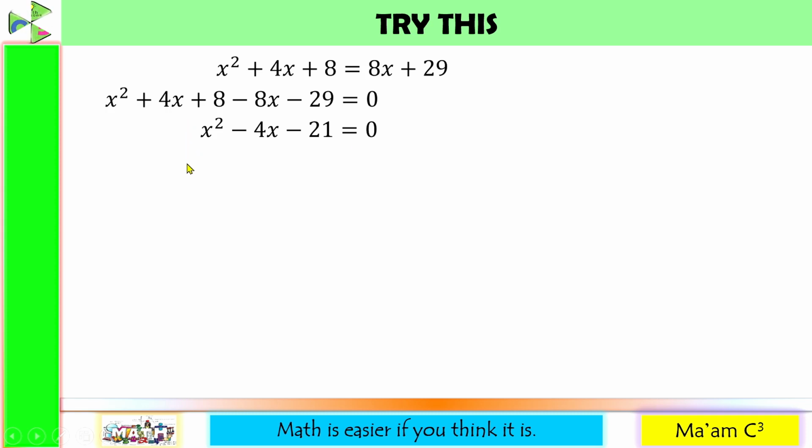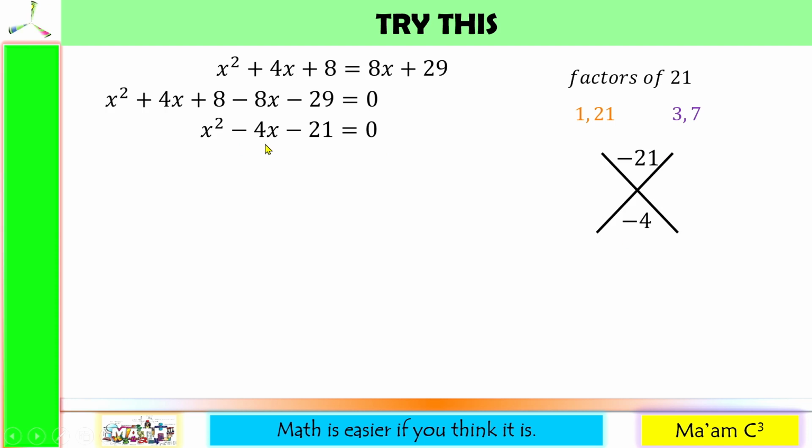I'm going to use my magic X. First, let us determine the factors of 21. 1 times 21 and 3 times 7. Let us bring out our magic X. What do we write on top? The constant term. And at the bottom, the numerical coefficient of the linear term.